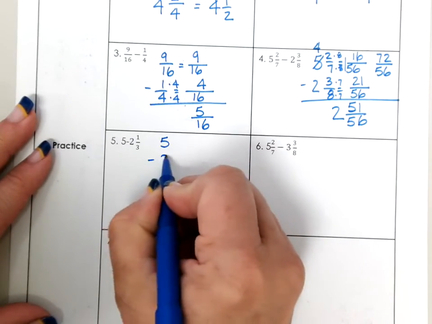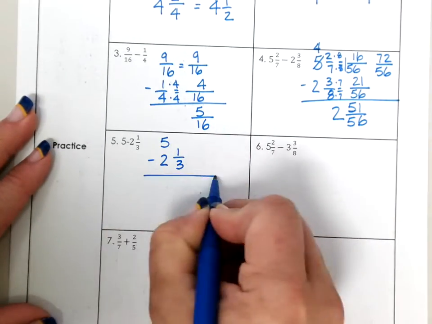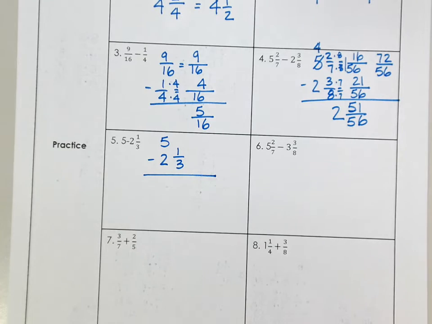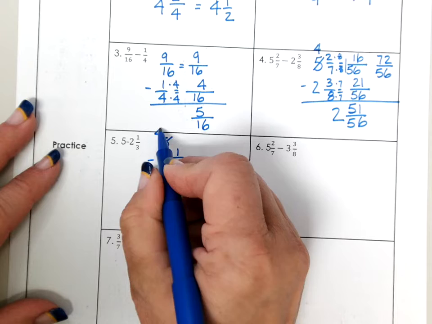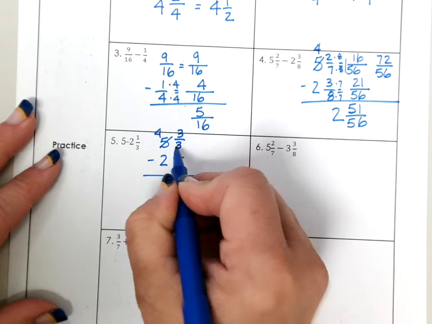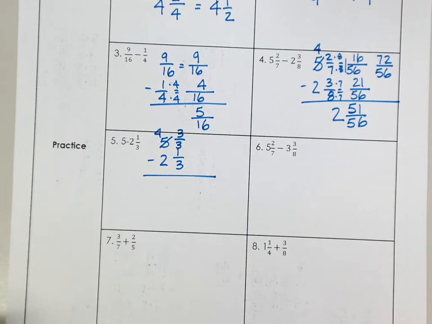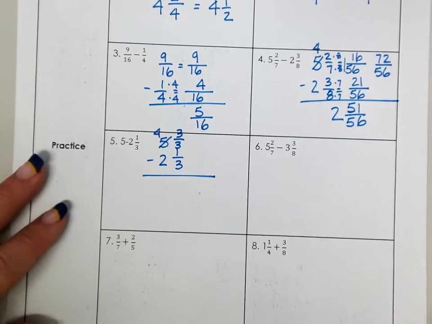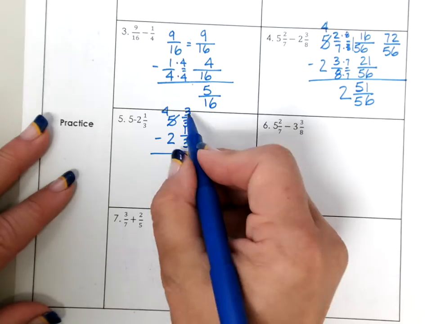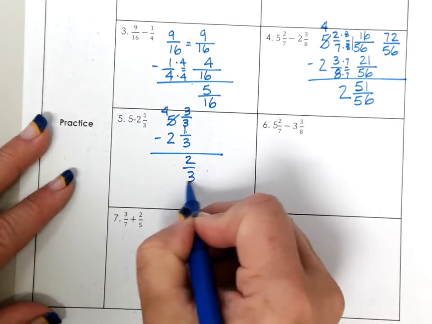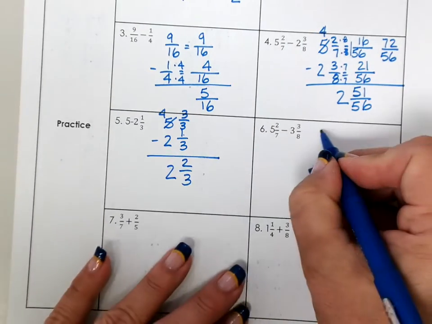5 minus 2 1/3. Okay? This is like having a 0/3. So when you borrow that 1 whole, that 3/3 is going to go there. So you don't have to write the 0/3, but if it's helpful to you, you can, if you need to write it like that. 3 minus 1 is 2/3, and 4 minus 2 is 2.